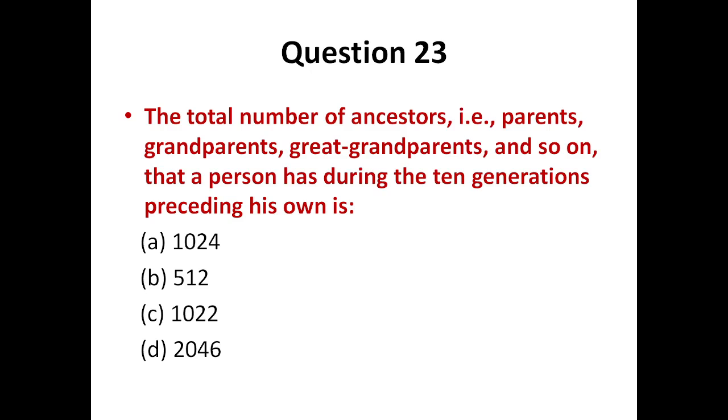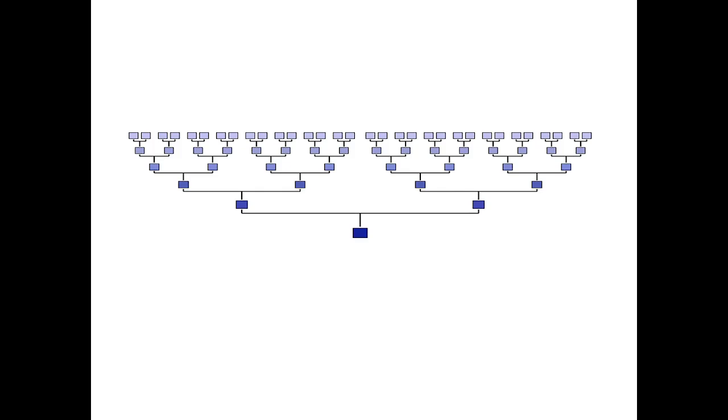So it means you have to find out the total number of ancestors after the 10th generation. Here you can see what is asked in the question. Suppose this is you and this is your parents, this is your mother and this is your father. Now the father also has his mother and father, and the mother also has her mother and father.